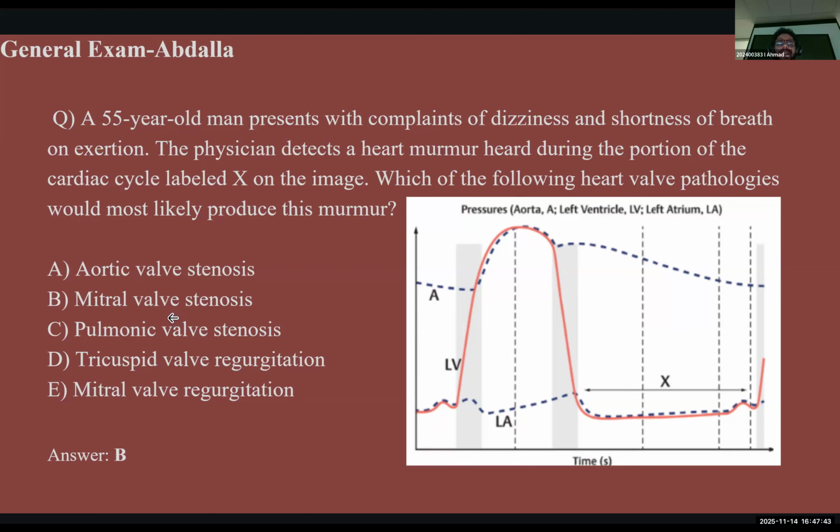If I'm not mistaken, that was an SAQ for us last year. I did not pick it up. I ended up losing half a mark because I flipped. I said mitral instead of tricuspid. But make sure you focus on the question well.